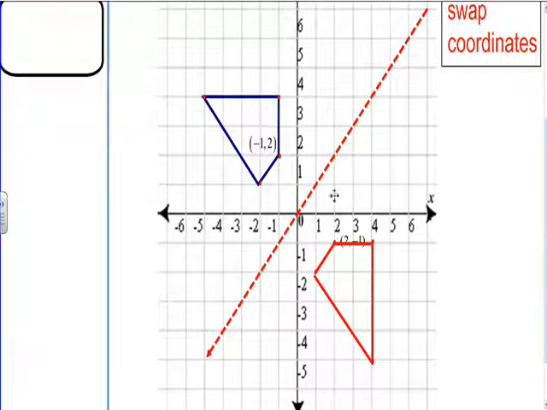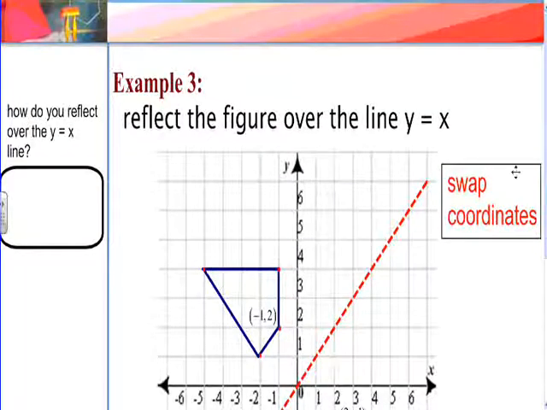Now if you look at this, it really does look like if I folded my paper along this dotted line, those two figures would match up. Now this is one of the things that you have to write in your notes and use as an example. When you want to reflect specifically over the line y = x, what you need to do is reverse the coordinates of your points and plot them and then connect the sides.